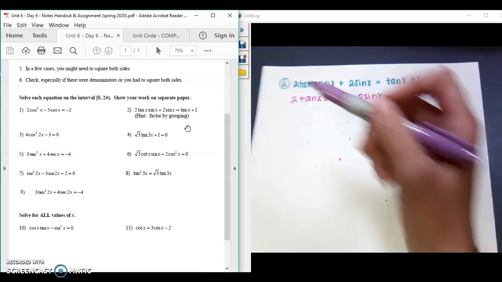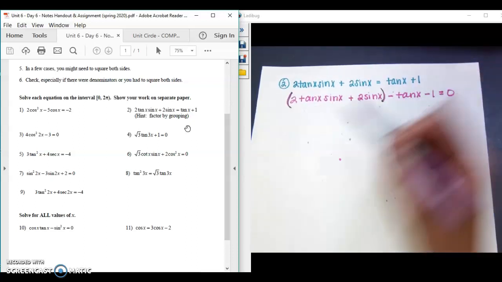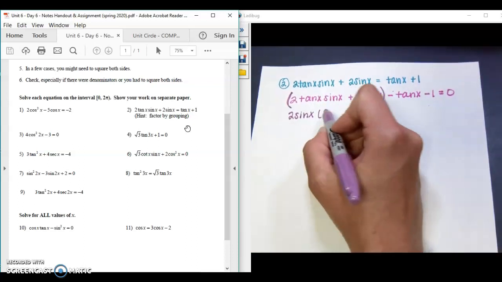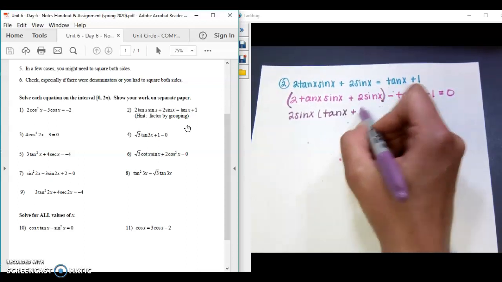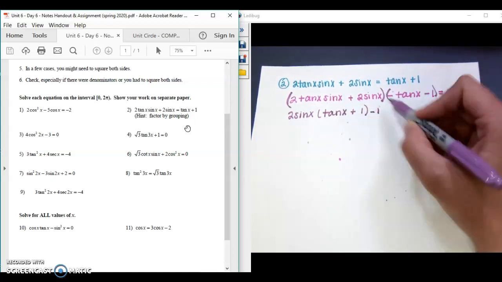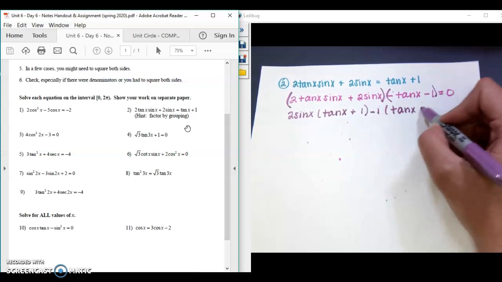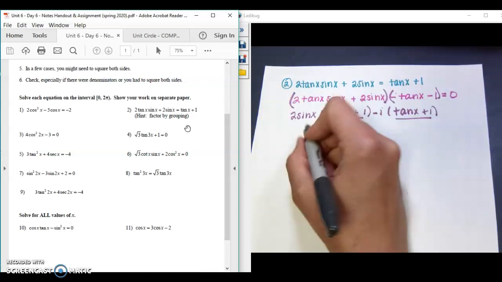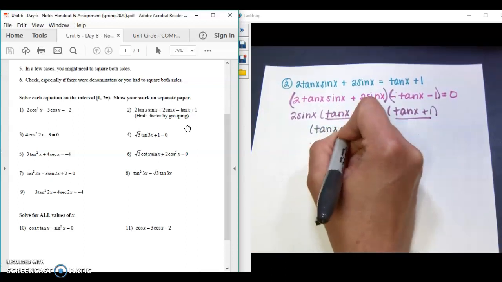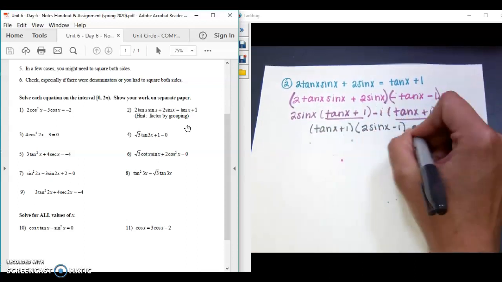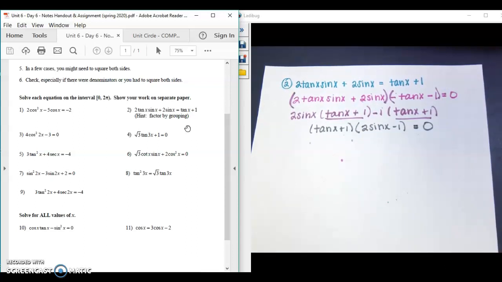Okay, so everything's on the same side. So we're going to group, which is what our hint said to do. So the GCF from the first two would be 2 sine x, which would leave us with tangent x plus 1. And then the GCF for the second two would be negative 1, which will leave us with tangent x plus 1. So the insides are the same. So one factor is tangent x plus 1. And the other factor is the outside part, 2 sine x minus 1. And we know that's equal to 0. Okay, so we're going to split these up.